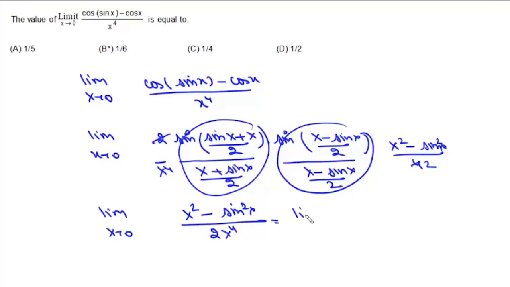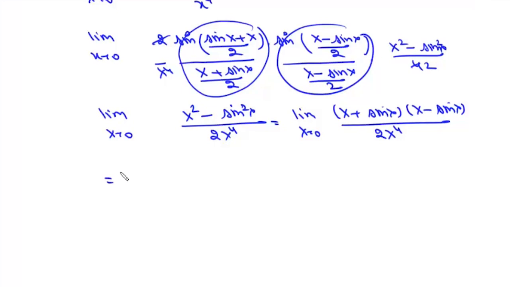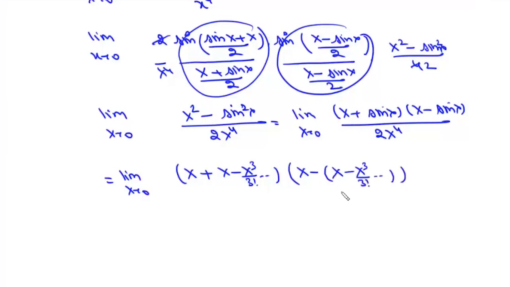Now we'll write this as limit x tends to 0, (x plus sin x) into (x minus sin x) upon 2x to the power 4, and we'll use the series expansion of sin x. So it will be this limit x tends to 0. Now this is x plus x minus x cube upon factorial 3, and here will be this x minus x minus x cube upon factorial 3, upon 2x to the power 4. Now here x and x will cancel, minus and minus will be this plus.